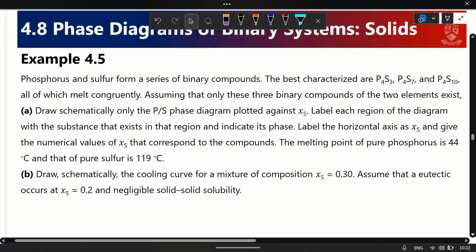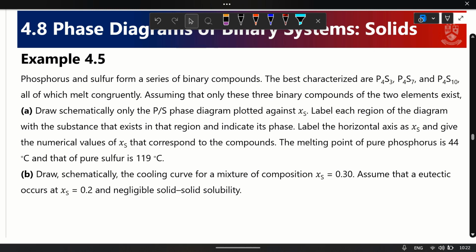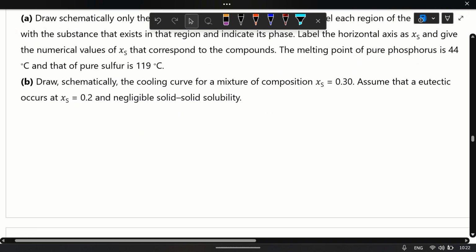All right, so in this example, we're told that phosphorus and sulfur form a series of binary compounds, and the phases that are characterized are those three. All of them melt congruently, and we must assume that only those three binary compounds exist. We're asked to draw a schematic phase diagram for them, and also draw a schematic cooling curve for one of the compositions. We're given some information about a eutectic that we must take into consideration.